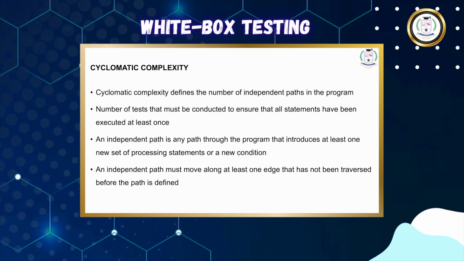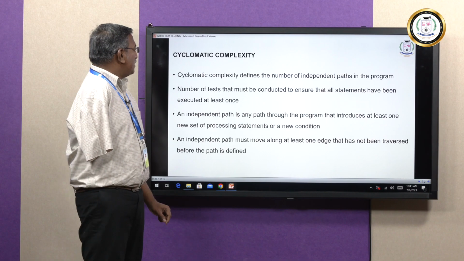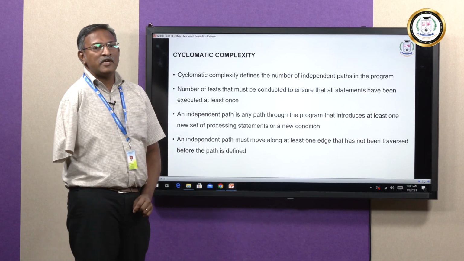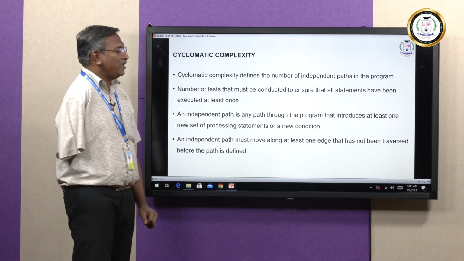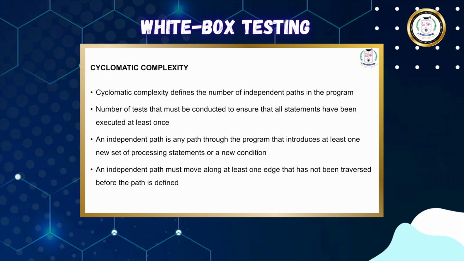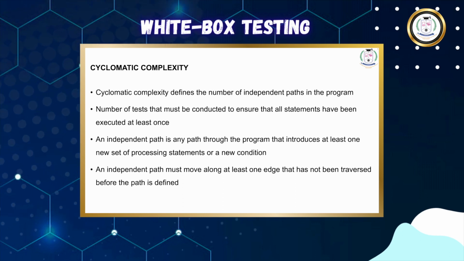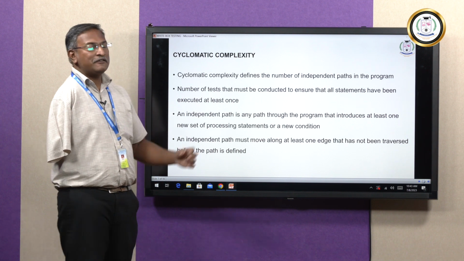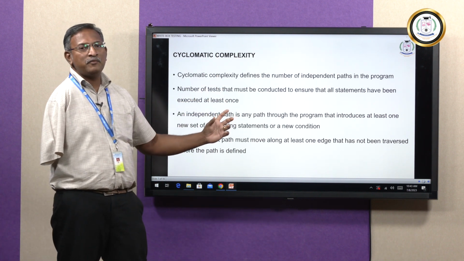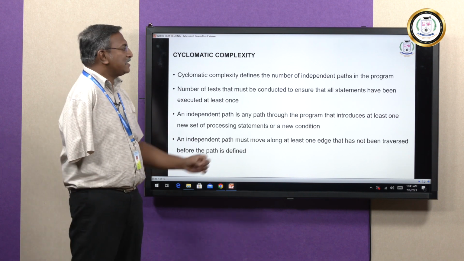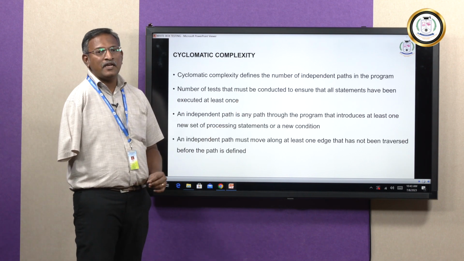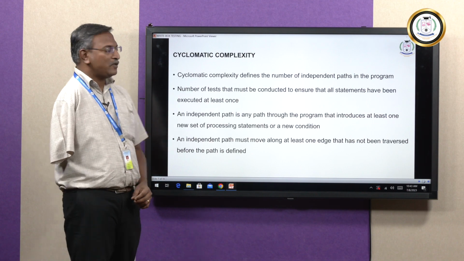The next one is cyclomatic complexity. Cyclomatic complexity is used to find the number of independent paths in a program. What is the use of independent paths? If you want to test a program, you need to find the number of independent paths and write test cases in such a way that testing each independent path is equivalent to testing the entire program.